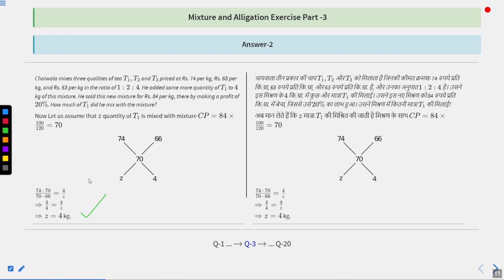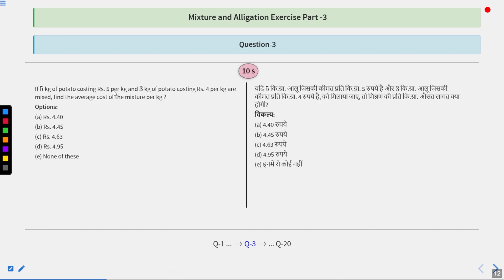Clear? Next one. If 5 kg of potato costing 5 rupees per kg and 3 kg of potato costing 4 rupees per kg are mixed, find the average cost of the mixture per kg. You have 5 options and 10 seconds to analyze the question. Your time starts now.